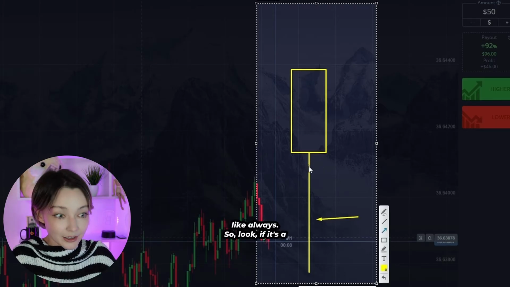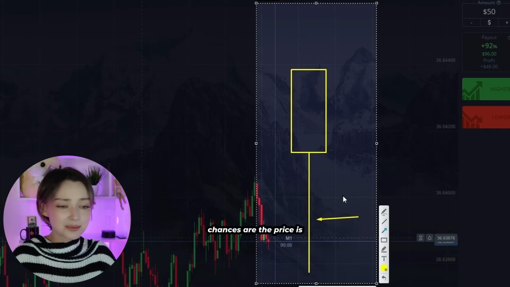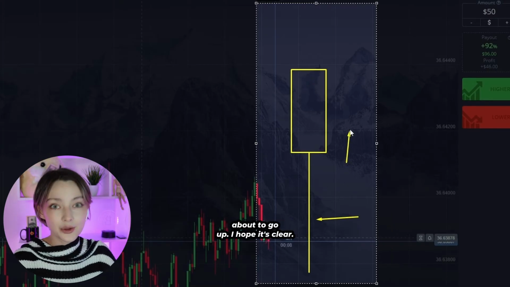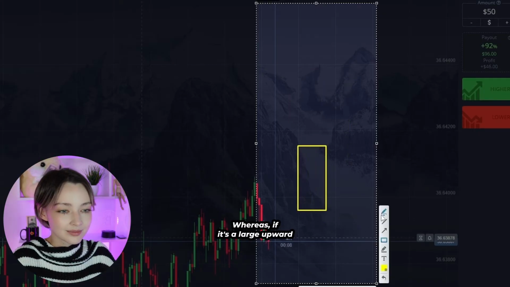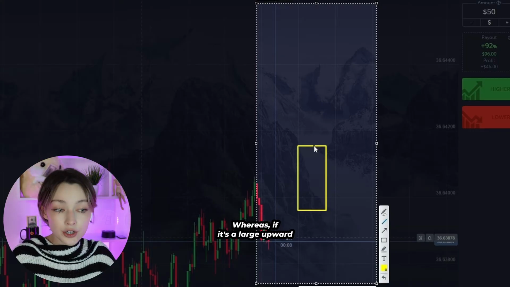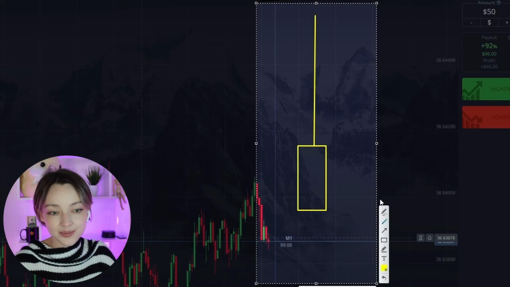So, look, if we see a large downward shadow and a tiny body, chances are the price is about to go up. I hope it's clear. Whereas if it's a large upward shadow, the price is more likely to go down.